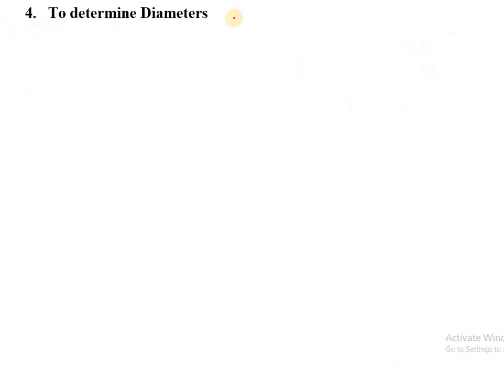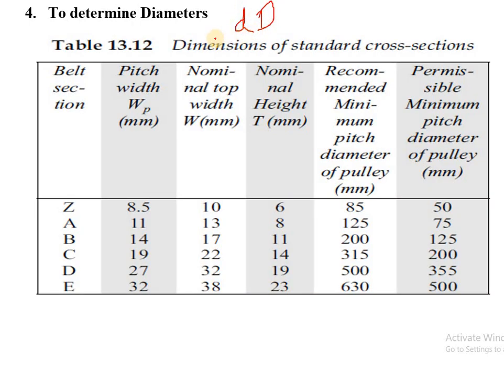Next is to determine the diameter. Once you have got the cross section, you have to go for the diameter. Which diameter? Small diameter and capital diameter. Now how to find the small diameter? As we know the cross section, based on the cross section we can find the diameter. In the previous video I told you that while selecting the smaller diameter of the pulley, we have to go with the recommended value. Here are the 2 values: permissible minimum pitch diameter and recommended minimum pitch diameter. So the recommended one we have to refer. The cross section is B, so which value? 200. So 200 is your correct value. So small d is 200 mm.